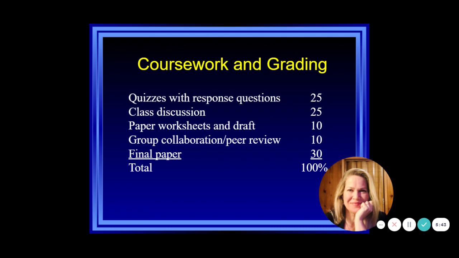Your syllabus describes our main assignments for the class. So, of course, look at that very, very carefully. And you can see how assignments will be graded, how much they'll count towards your final grade. You'll have quizzes on a weekly basis, and those will count for 25% of your grade. Class discussion counts for 25%. You also have some paper worksheets, which count towards 10% of your grade. You'll have a group collaboration peer review part of the course worth 10%, and then also a final paper worth 30%.